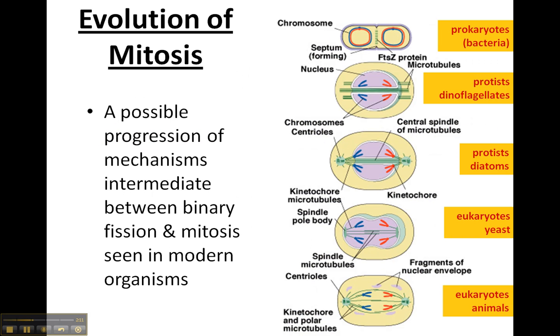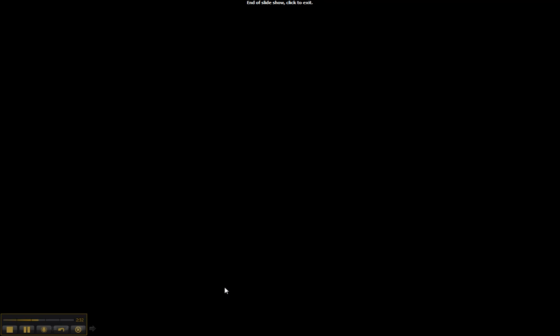Now, it is believed that there were some intermediate types of mitosis, and you can look at this. The very bottom is what we talked about through this whole video. At the very top is what I just talked about. And then in between, you can see that there are some variations that have occurred. And that is the end.